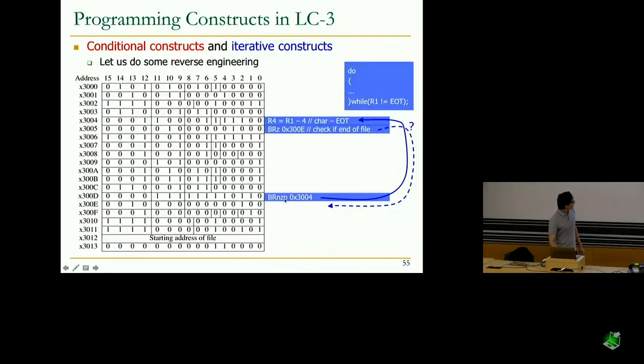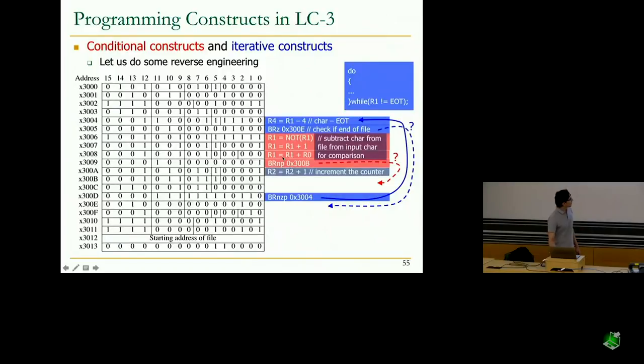And with this unconditional branch here, we jump in order to do as many iterations as necessary for this do-while loop. Something similar is what we are doing here when we subtract the char from file from the input char for the comparison, and in case they are different, we jump. In case they are equal, we increment the counter. And this is an if statement where we are comparing the contents of two registers, R0 and R1.